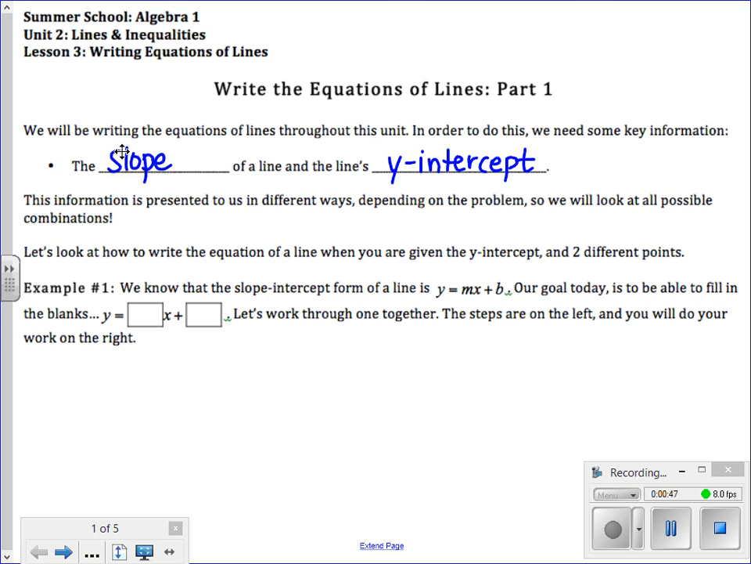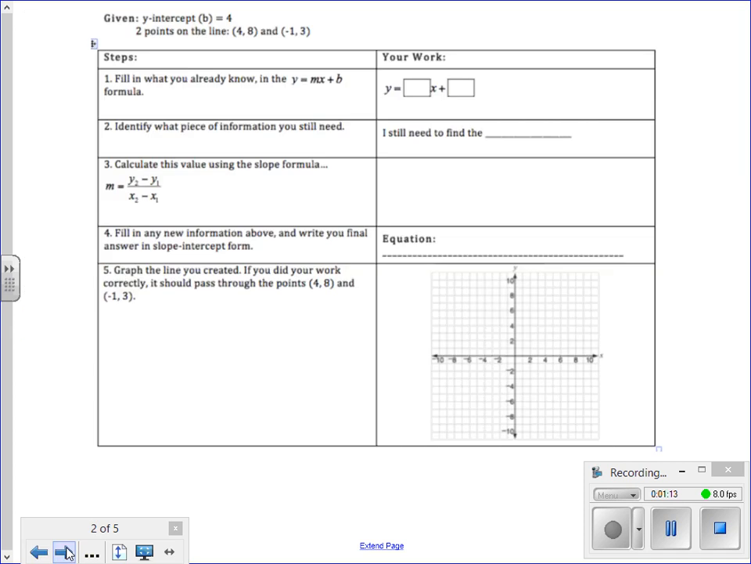So we're going to look at all possible combinations. First, we're going to look at the simplest way, when I'm given the y-intercept and two different points. Okay? We know that the slope-intercept form of a line is y equals mx plus b. Our goal today is to be able to fill in the blanks for m and b. Those are what those boxes represent. Okay, let's work through a few together so that we can figure out how this is going to go.